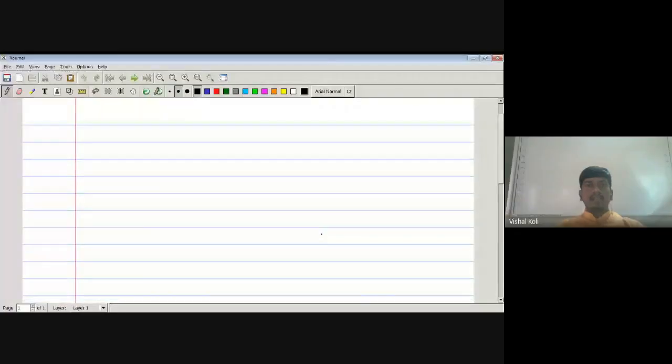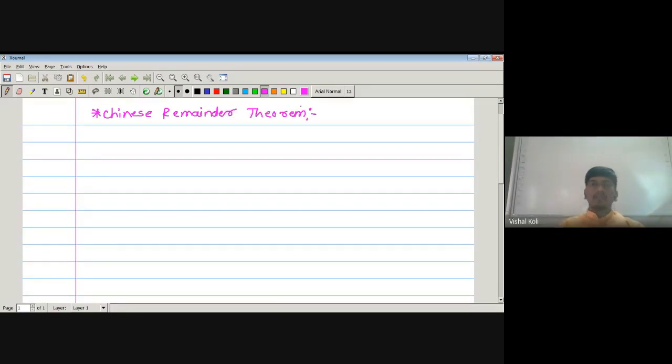Okay. In the last lecture, we completed the Chinese remainder theorem. What is the Chinese remainder theorem? Its statement is: if n1, n2, up to nr are positive integers such that GCD of ni, nk is equal to 1 whenever i is not equal to k, then the system of linear congruences, that is x is congruent to a1 modulo n1, x is congruent to a2 modulo n2, and so on up to x is congruent to ar modulo nr, has a simultaneous solution.